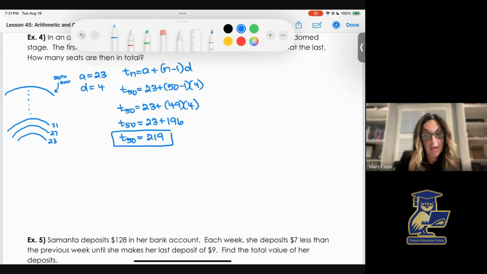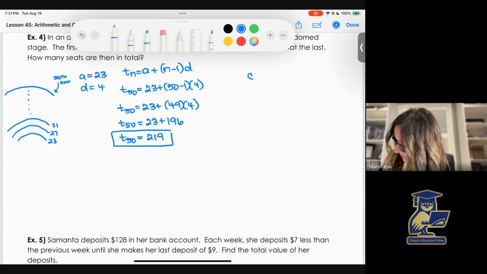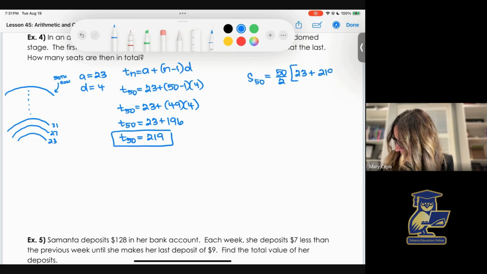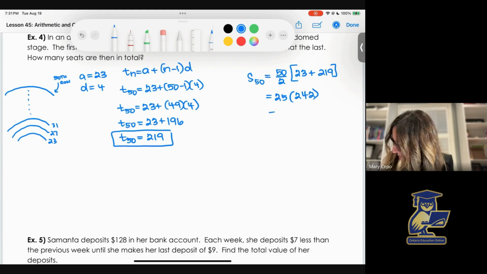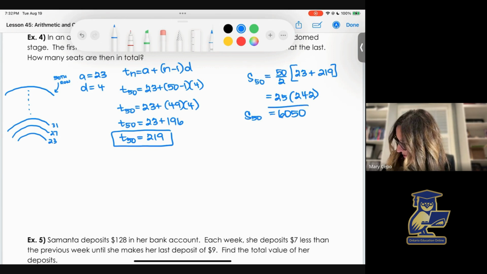Okay, with that, then we can find the sum. We're going to use the modified version. So S sub 50 is going to equal n, which is 50, divided by 2. Remember, it's times the first term, which is 23, plus the last, which was 219. So 25 times 23 plus 219, which is 242. 25 times 242 is 6,050.